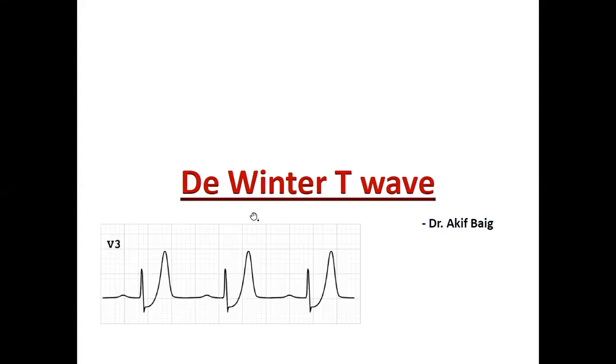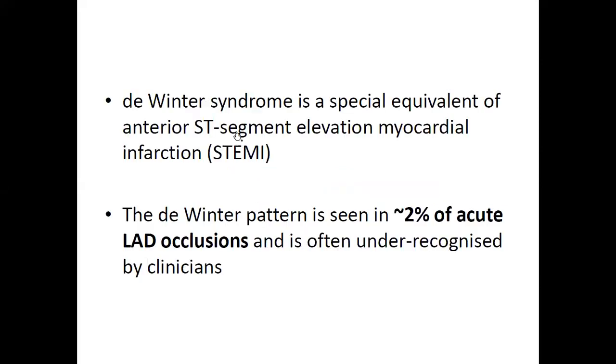Hello everyone. Today we will talk about de Winter T waves. De Winter T waves, also called de Winter syndrome, is a special equivalent of anterior STEMI. If an ST segment elevation MI of the anterior wall happens, there is a special variant called de Winter syndrome, which is an equivalent of ST elevation MI. It is seen in around 2% of acute left anterior descending occlusions and is often under-recognized by various clinicians.